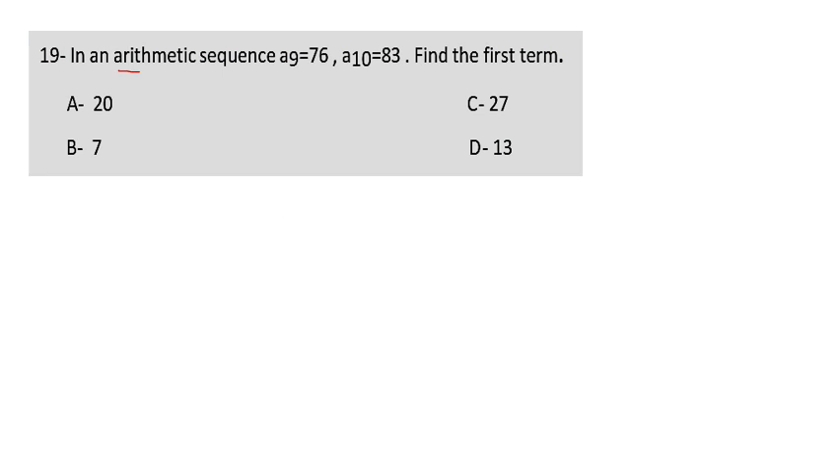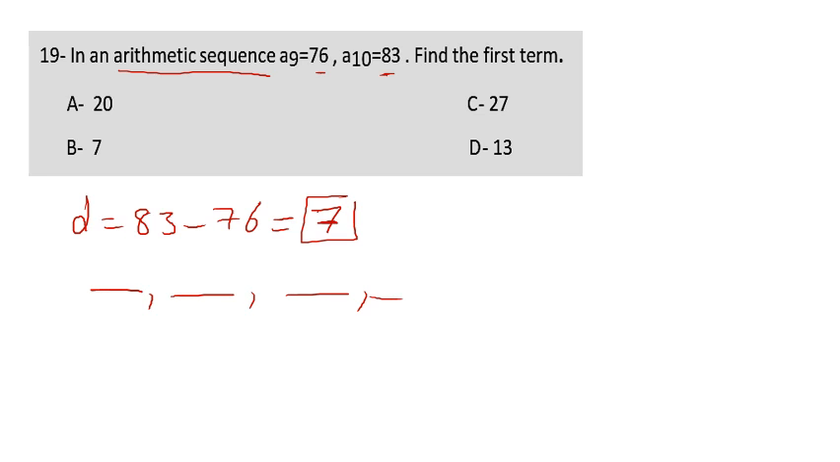In an arithmetic sequence, the 9th term is 76 and the 10th term is 83. So the common difference is 83 minus 76, which is equal to 7. So each time, starting from the first term, you are adding 7 until you reach the 9th term, counting 1, 2, 3, 4, 5, 6, 7, 8, and 9. The 9th is 76. You want to subtract 7 each time, 7, 7, 7, and so on.